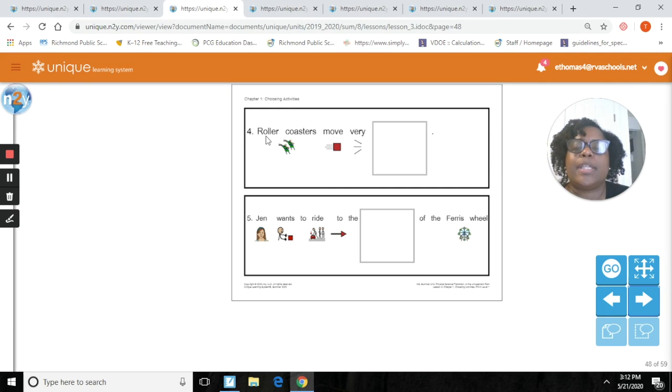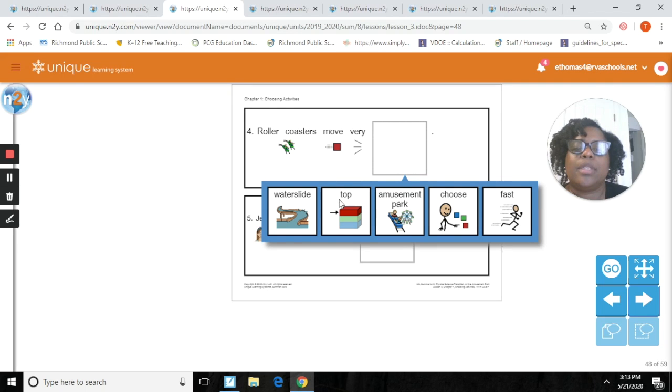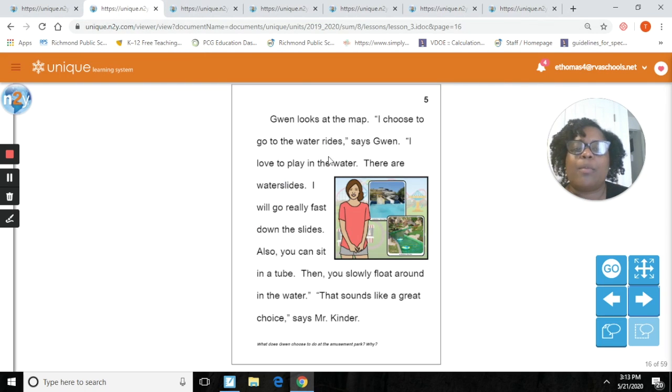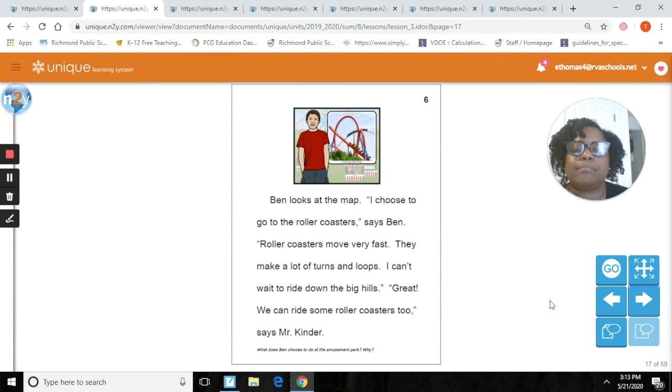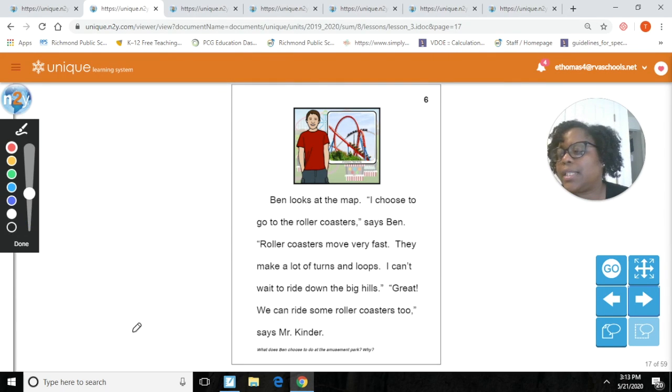All right, number 4 says, roller coasters move very blank. Water slide, top, amusement park, choose, fast. Make a choice. Okay, let's use our story to help us come up with the answer, right? Let's get our pen. So what's our answer? We have roller coasters move how? Very fast, right? There's our key word right here.